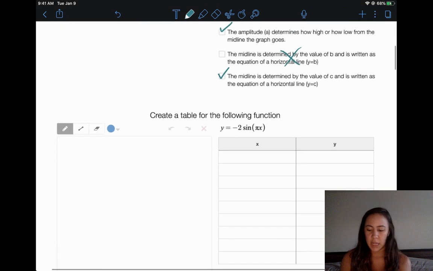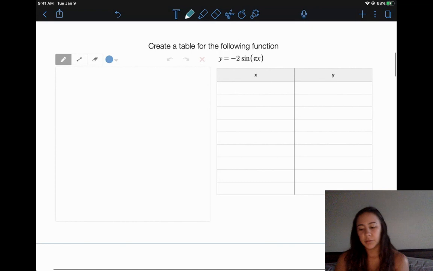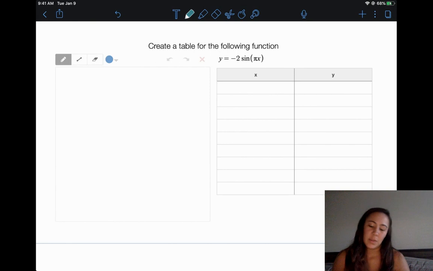All right, so let's go into creating a table for the following function, and then you end up graphing it. I'll let you do the graphing part on your own, because if you do this table correctly, you got the graph correct. So we need to first look at what's our midline.